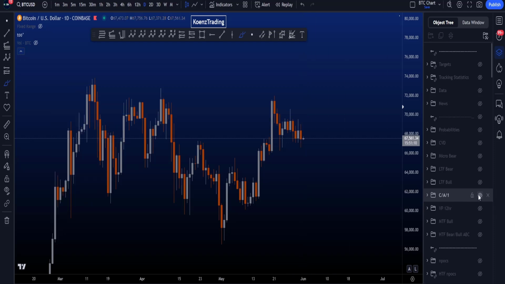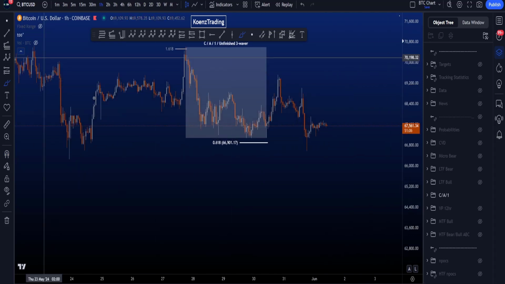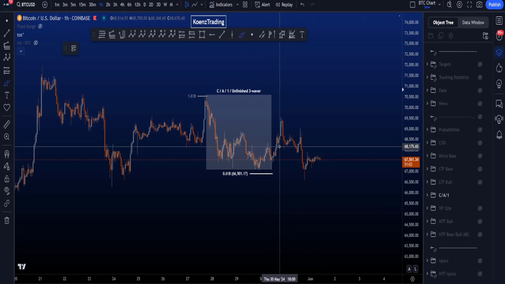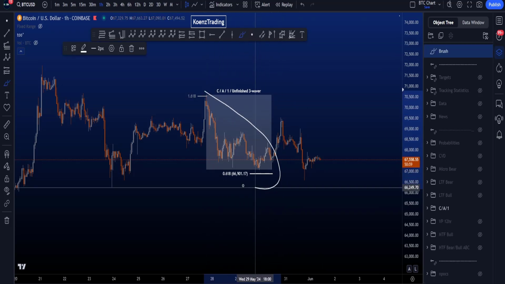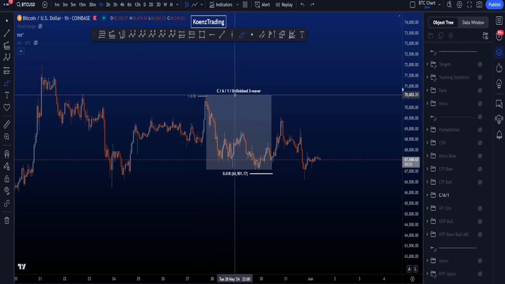62.3k. If we then zoom in to the 1 hour time frame, this structure to the downside is very important for the probabilities on the higher time frames. This move to the downside is either a wave C, a wave A, a wave 1 or an unfinished 3-wave structure. Now let's go through them one by one.